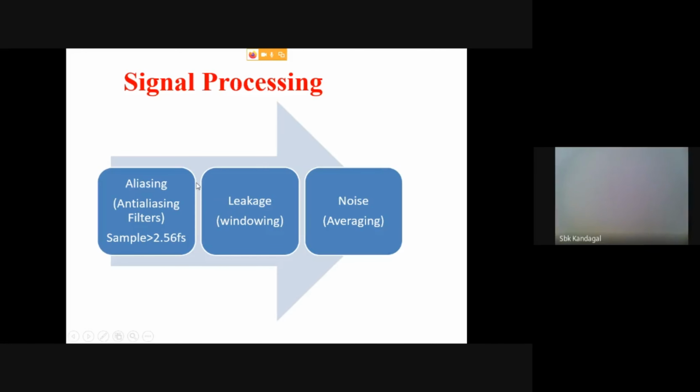Now we'll quickly touch upon signal processing for 5 minutes, and then we will allow 5 to 10 minutes for questions. Whenever you get the signals from the accelerometer to the preamplifier, typically you will encounter these problems called aliasing, leakage, and noise. Okay, let us try to understand.